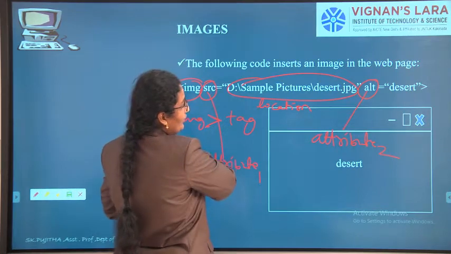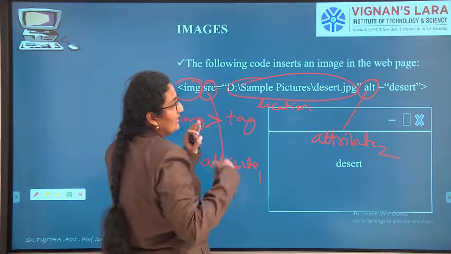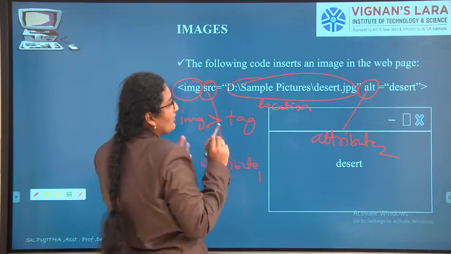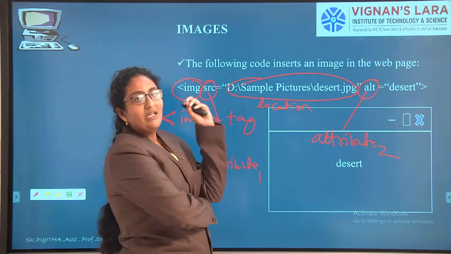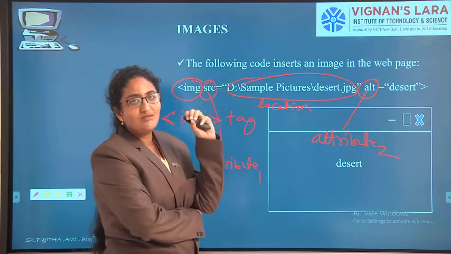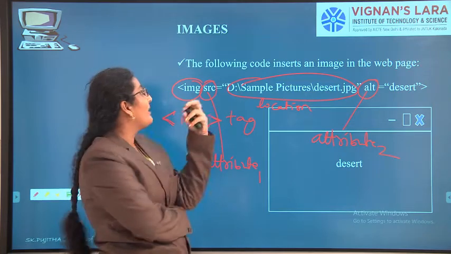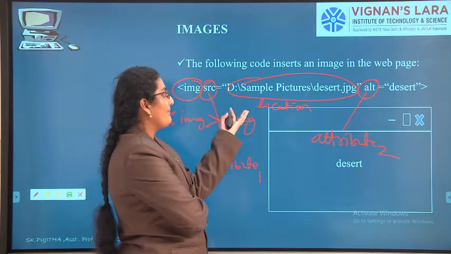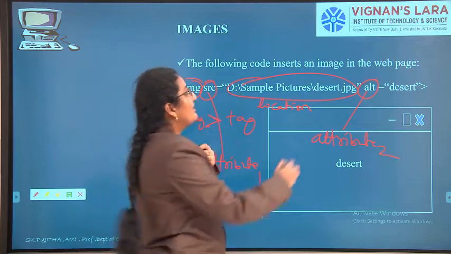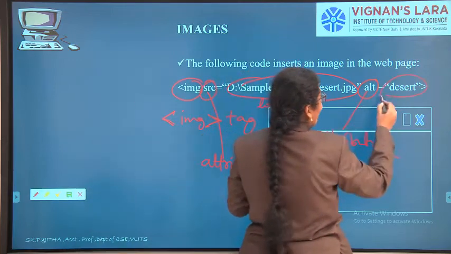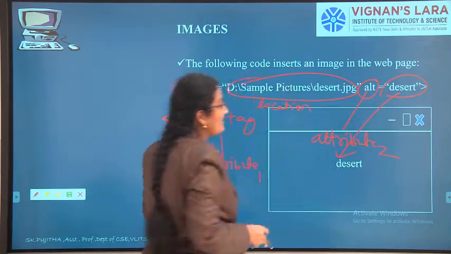What will this alt do? Alt will give the alternative text for the image. If the browser fails to display this image, if Mozilla Firefox or Internet Explorer or Google Chrome fails to display the image, then alt will give the alternate text, and that alternate text is desert.